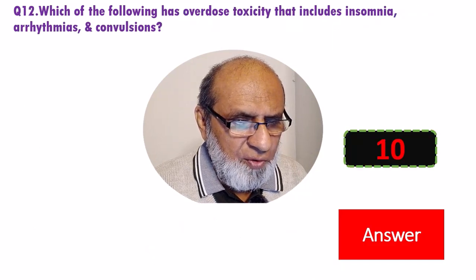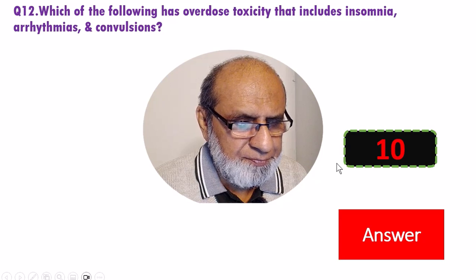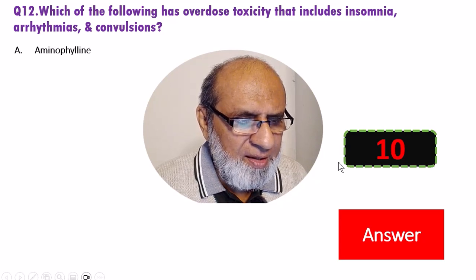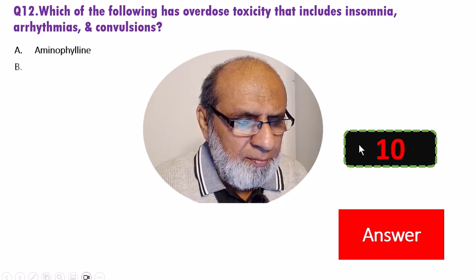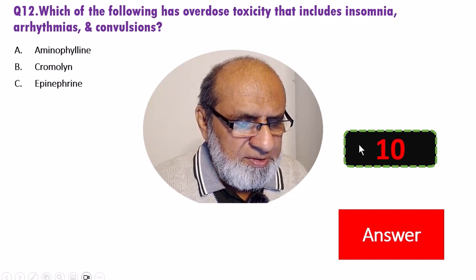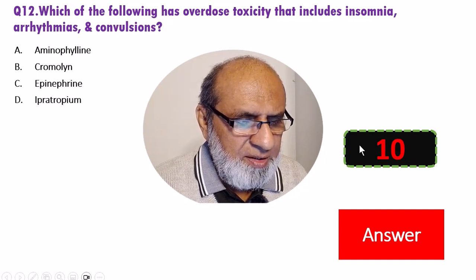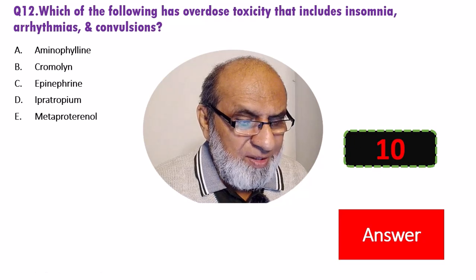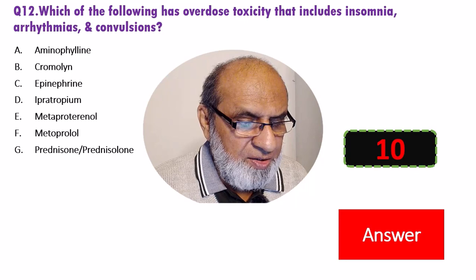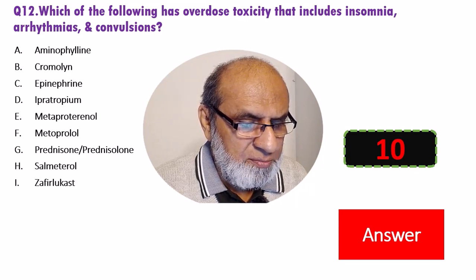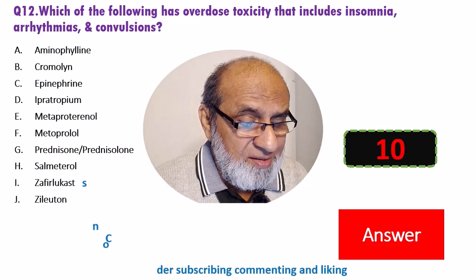Question 12. Which of the following has overdose toxicity that includes insomnia, arrhythmias and convulsions? A. Aminophylline, B. Cromolyn, C. Epinephrine, D. Ipratropium, E. Metoprolol, F. Metoprolol, G. Prednisone or prednisolone, H. Salmeterol, I. Zafirlukast, J. Zileuton.